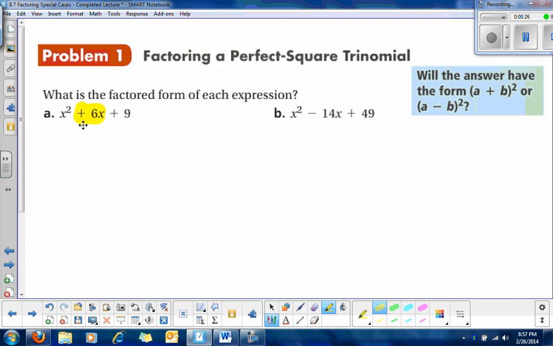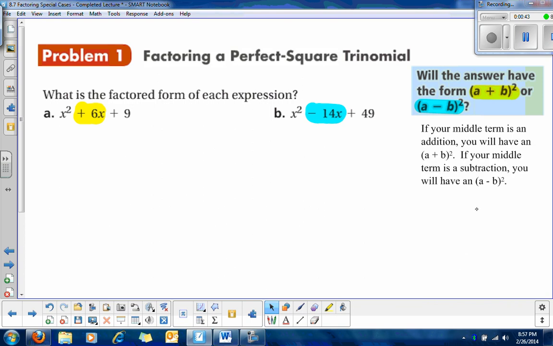If you have a plus middle term, then you're going to have an a plus b quantity squared. If you have a minus middle term, then you're going to have an a minus b quantity squared. So if your middle term is an addition, you'll have an a plus b quantity squared. If your middle term is a subtraction, then you will have an a minus b quantity squared.